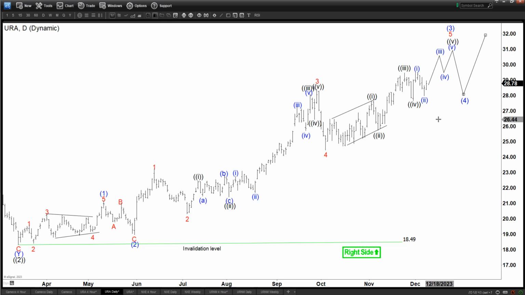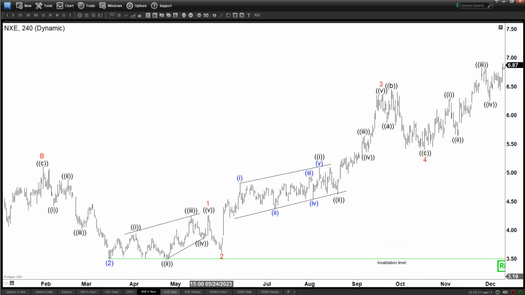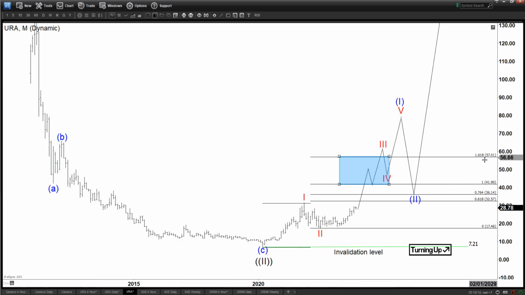But if you don't have any leverage in your account, you just buy and hold it. You will never get a margin call, things like that. Then I think you just wait for a decent pullback and you buy and then just hold it at least until it reaches this 41.90, 57.